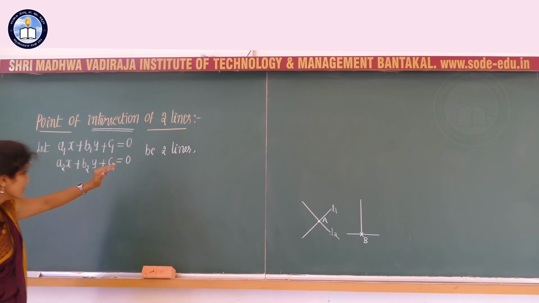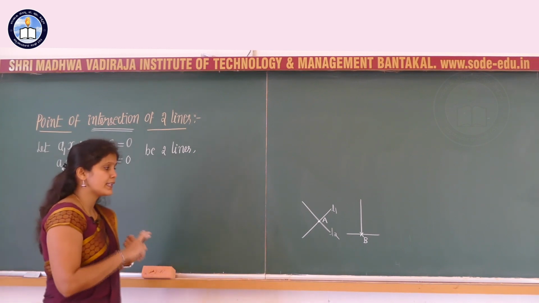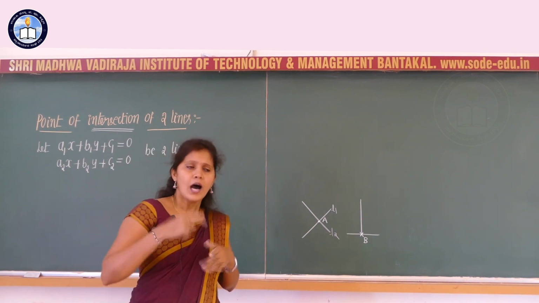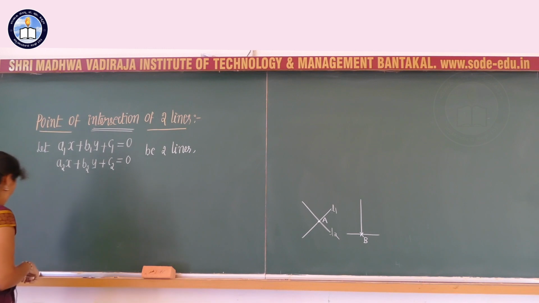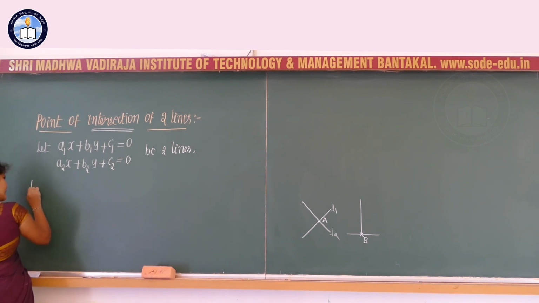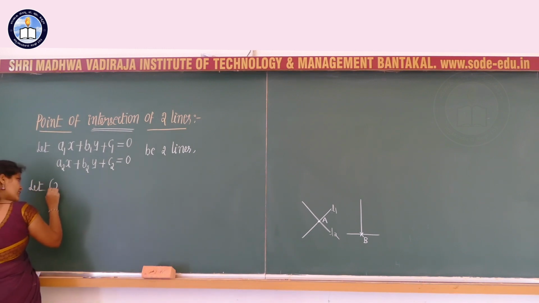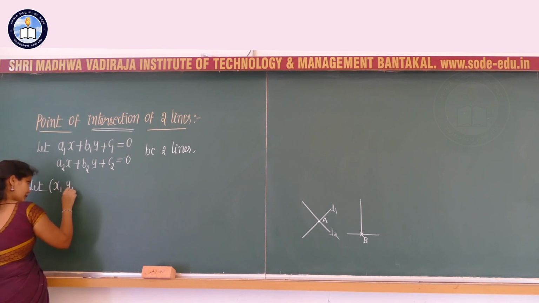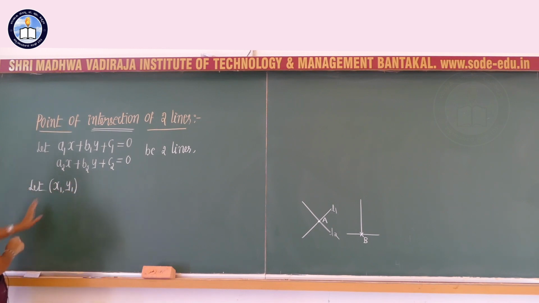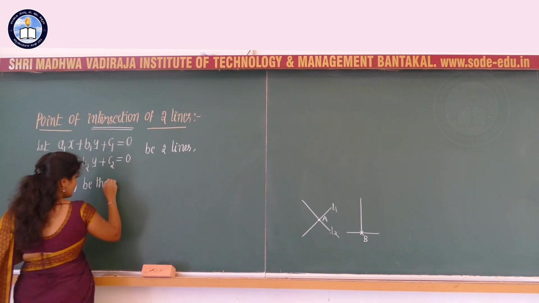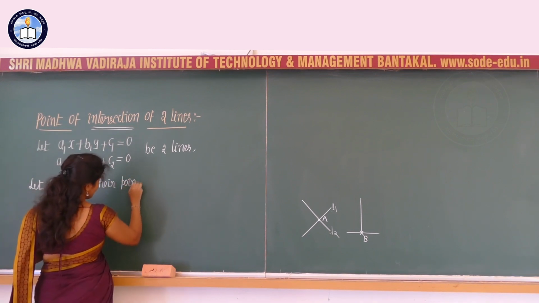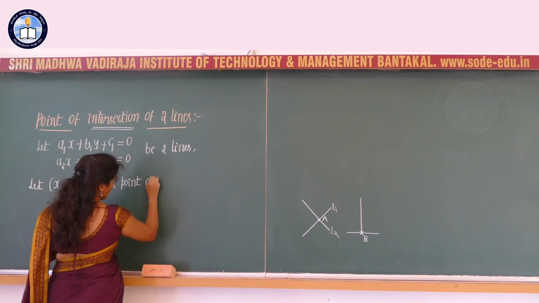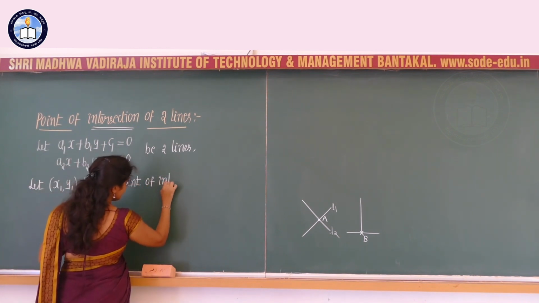Now for these two lines we need to find the point of intersection. How to find the point of intersection of these two lines? I can write this as: let the ordered pair x1 comma y1 be their point of intersection.